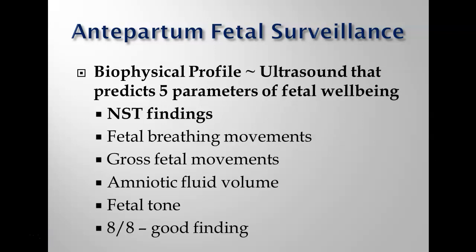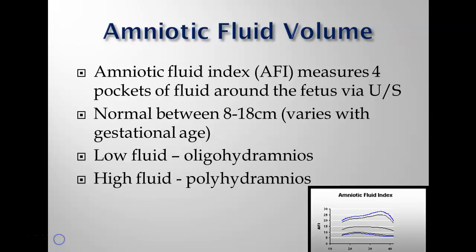Another test we can do is a biophysical profile, which I know we talked about earlier in antepartum, where we use ultrasound to do those five parameter predictions of fetal well-being. We can include this with our non-stress test findings. In addition, we'll look at the fetal breathing movement, the gross fetal movement, the amount of amniotic fluid, the fetal tone, and then we get that final score, hoping we get the 8 out of 8, which is a good finding. And again, fetal well-being is reassured.